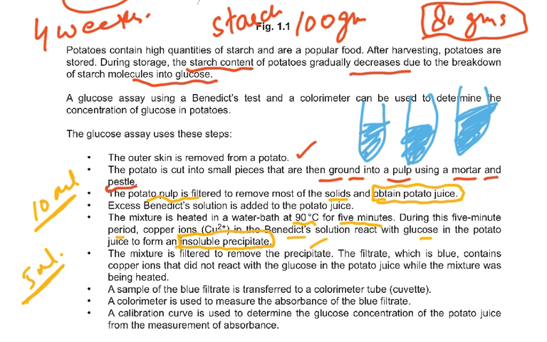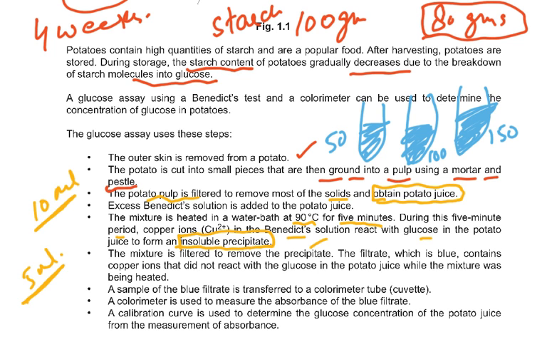Now, what you have to understand is it says the mixture is filtered to remove the precipitate. The filtrate, which is blue, contains copper ions. So this one contains 50 copper ions. This one contains 100 copper ions. This one contains 150 copper ions. Why? The filtrate, which is blue, contains copper ions that did not react with glucose. So the more the glucose, the less the copper ions.